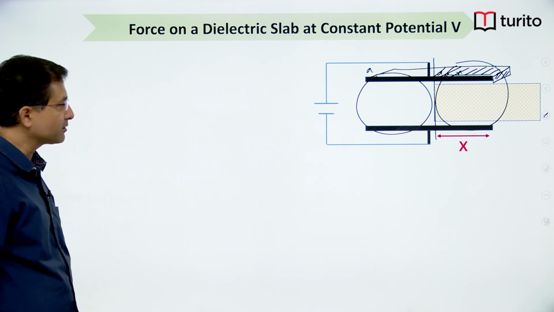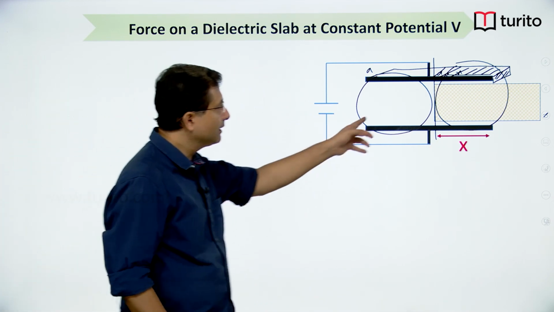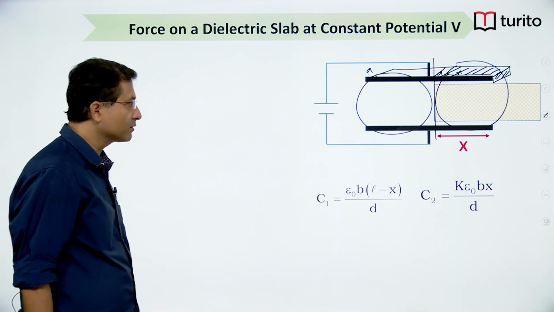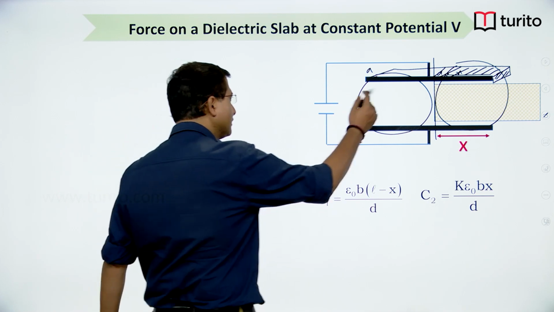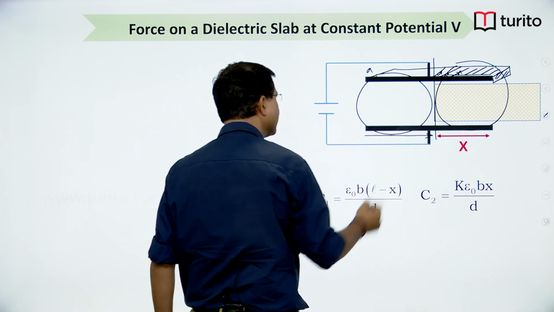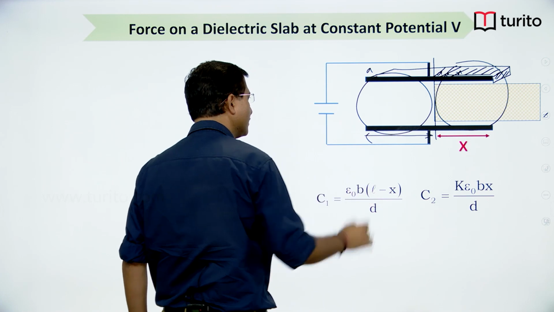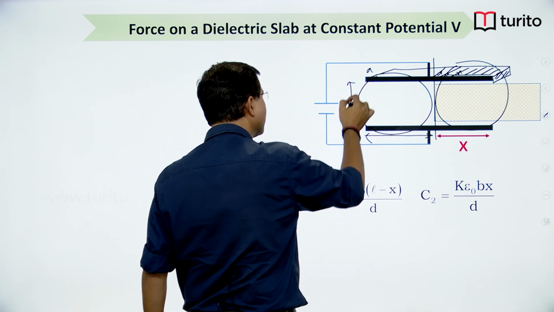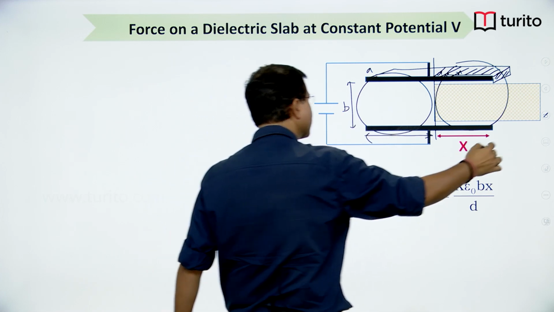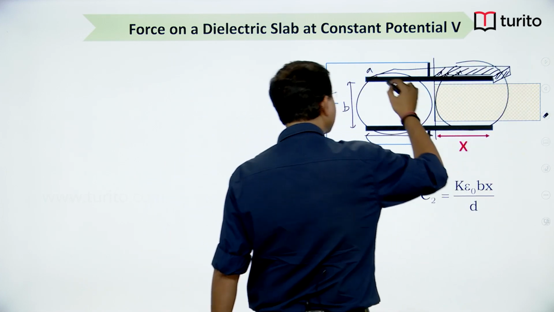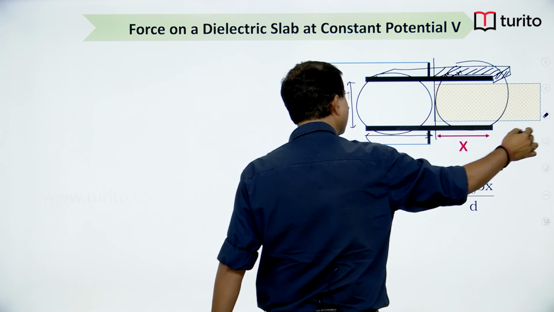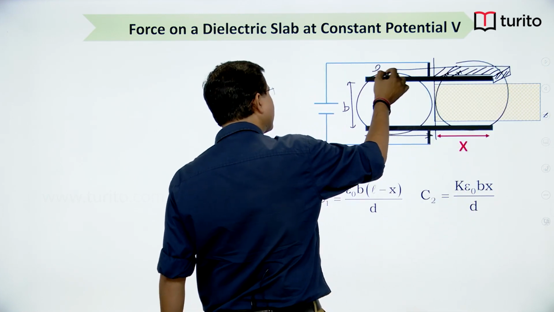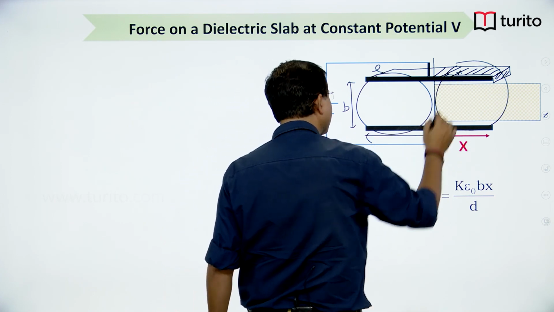I will try to write the capacitance of this part and the capacitance of this part. So, for this part, if this is x, the remaining is A minus x, or here the gap is considered as B and this we are considering as L, right, L or A, whatever you want to consider.